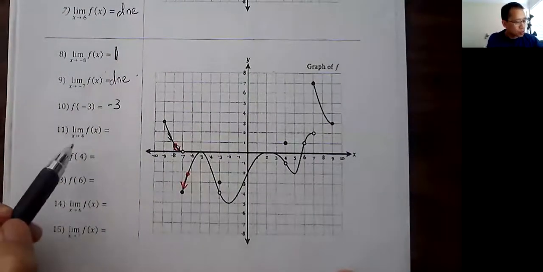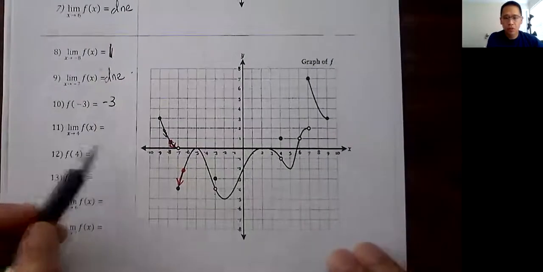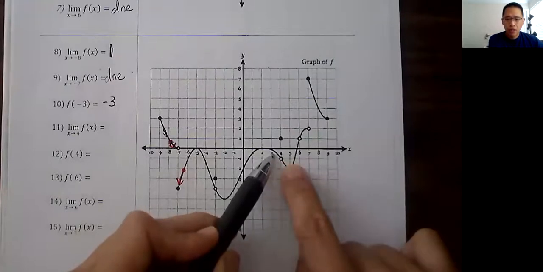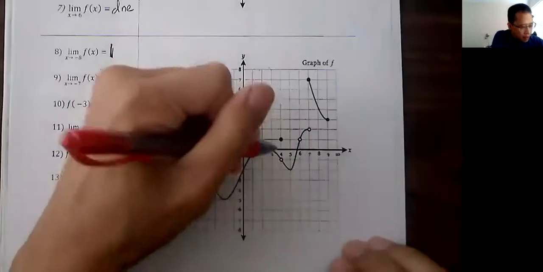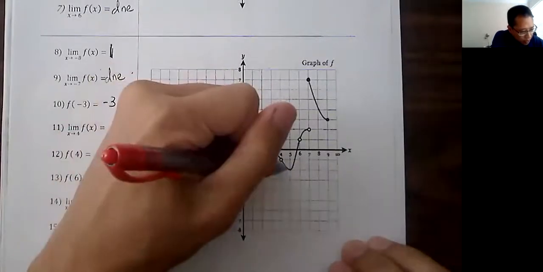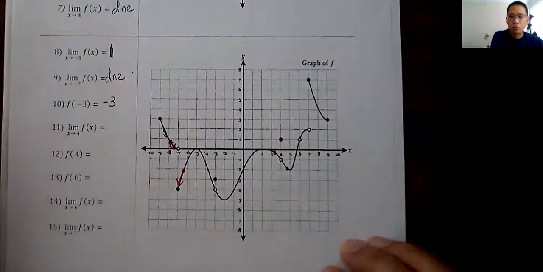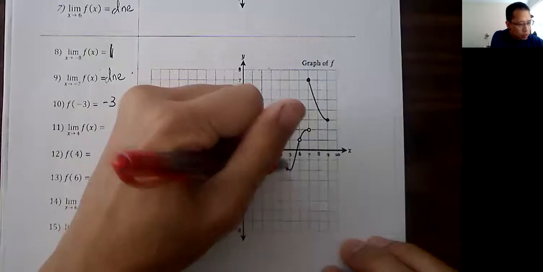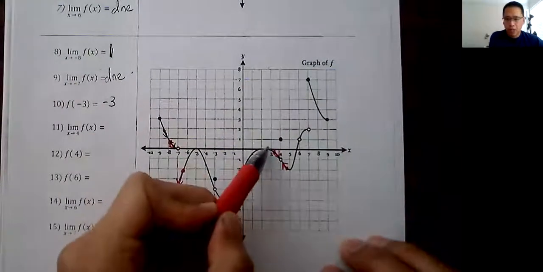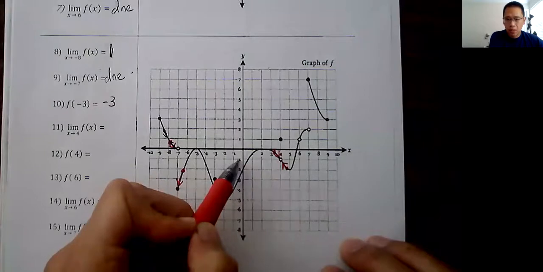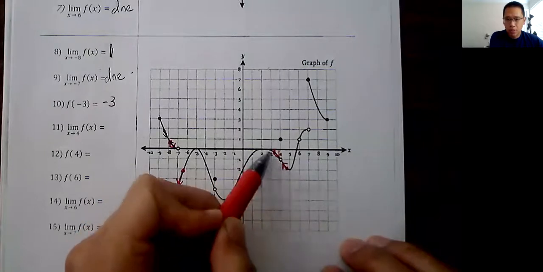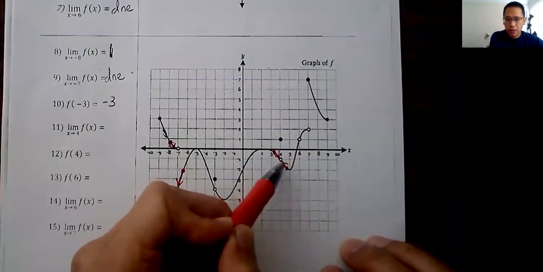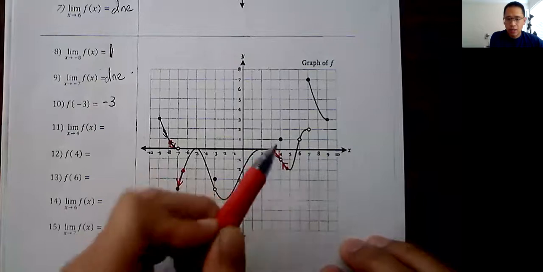Okay. Limit as x approaches 4. So there's 4. I'm going to pick 2 points on either side of 4, relatively close to 4, and I want to follow the path of the graph to see, are these two paths moving towards the same location? Even though there's a hole there, they're both moving towards the same hole. So this side is moving towards the hole, which is at -1. This side is also moving towards the same location. There's a consistent movement towards the same location, and the location that they're getting closer is -1.